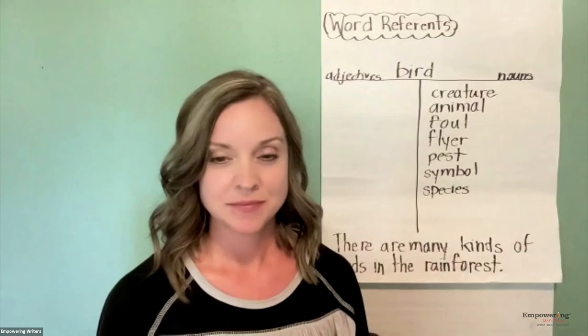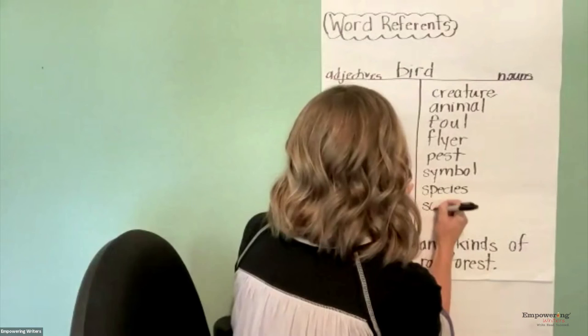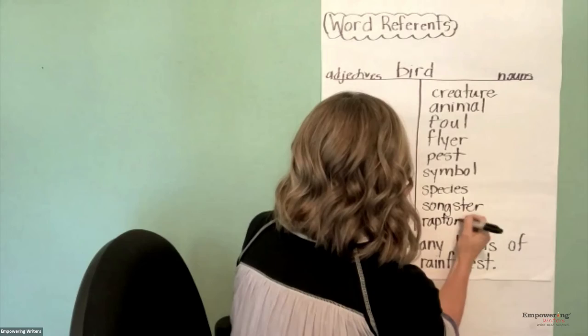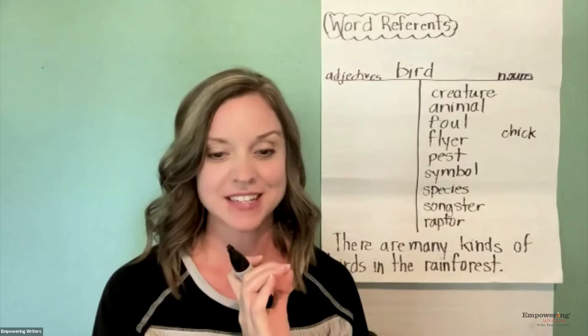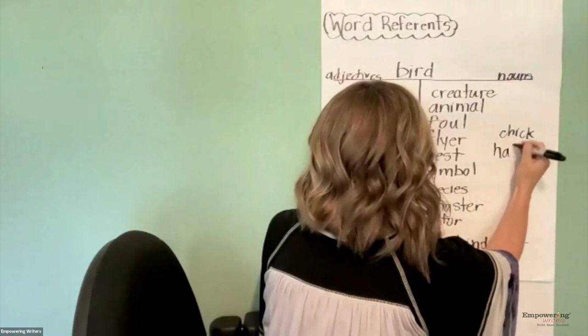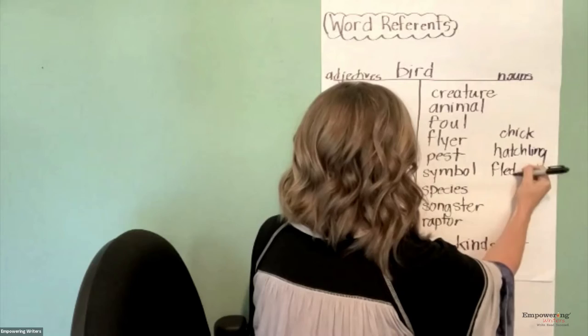Okay. How else might you refer to this? Songster, raptor. Songster. That's a good one. Chick. Raptor. A chick. What do you call one that's just hatched? Just hatched right out of its egg. It has the word inside of it. That's right, Katie. It's a hatchling. Fledgling. A fledgling.